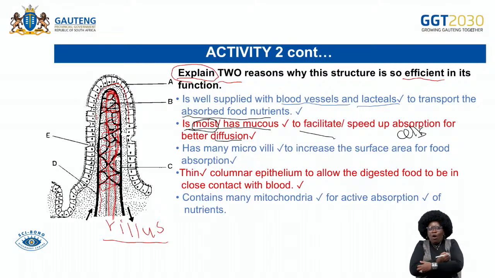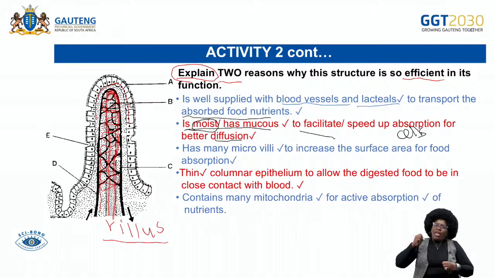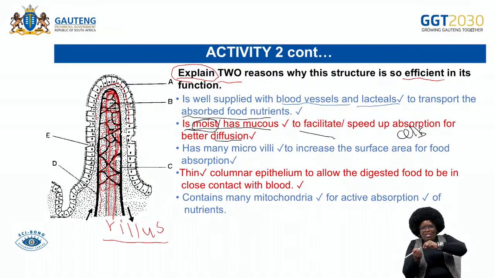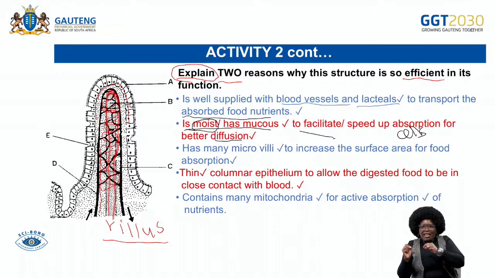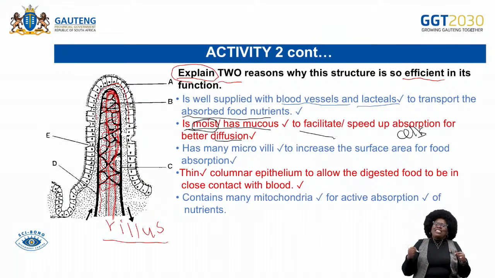That's diffusion. And active absorption is the movement of substances from a low concentration to a high concentration, against the concentration gradient. And now passive absorption is the movement of substances from a higher to a lower concentration. This one is easy. Where we need more energy, there must be the presence of the mitochondria to provide energy.